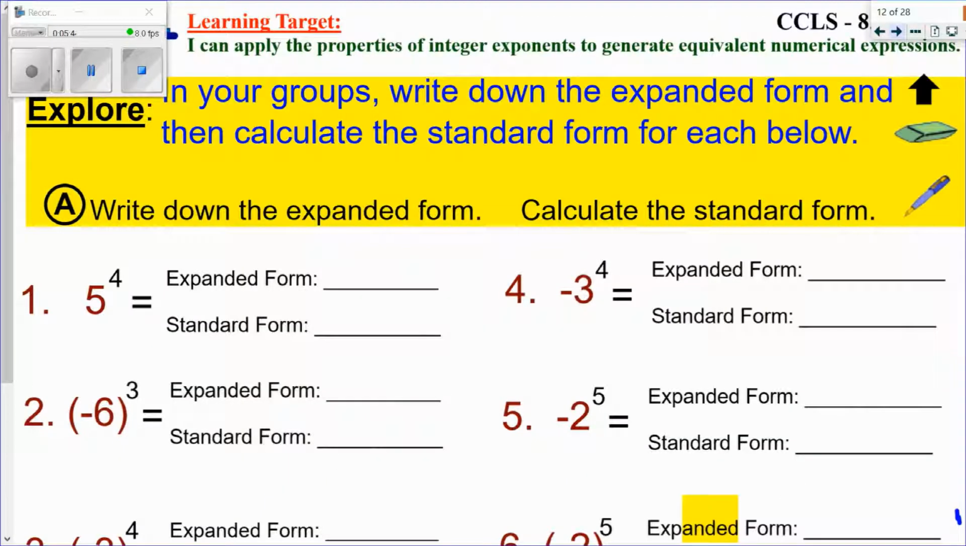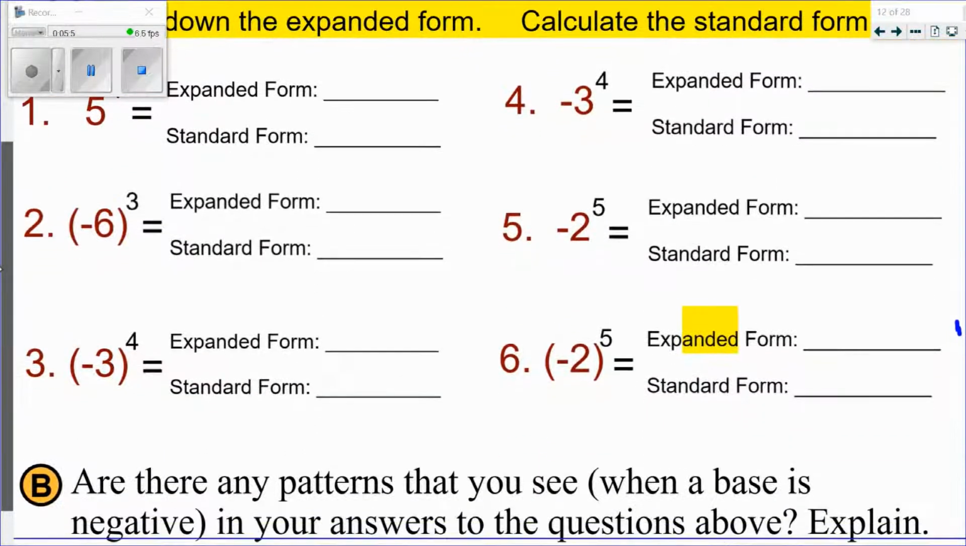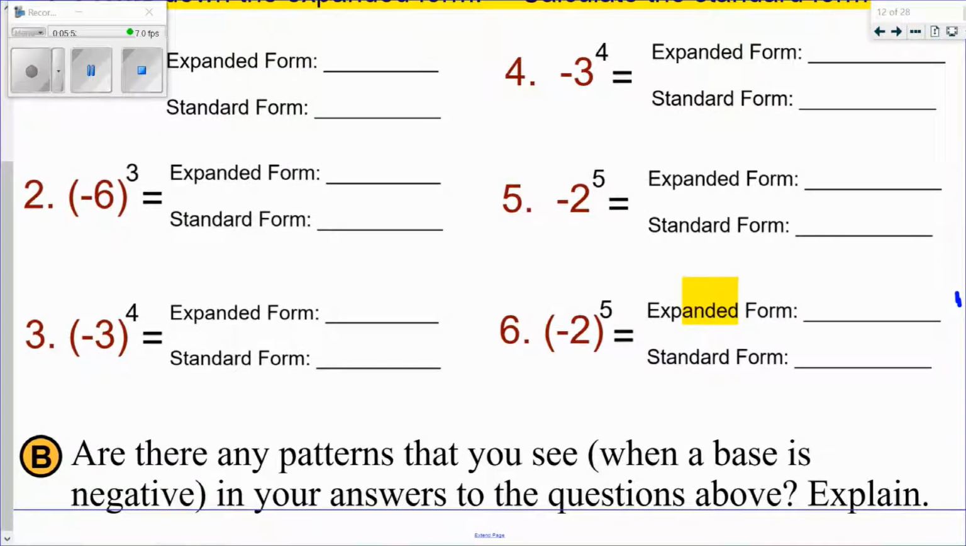Now we would like you to complete this, and then you have to also answer the question, are there any values when a base is negative in your answers to the questions above, and explain? I'll give you, hit pause, 2 minutes, and then go back to play to assess your answers.